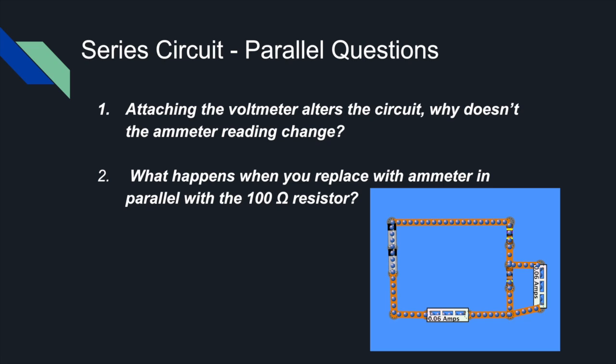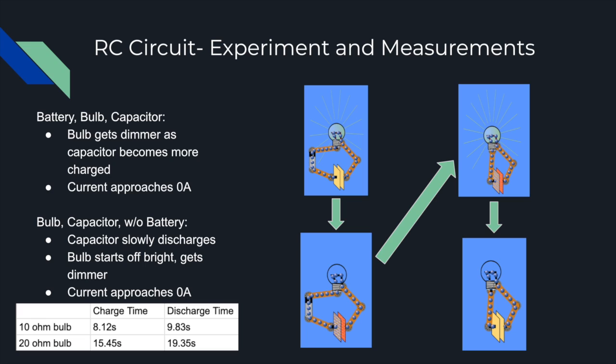Question 2. What happens when you place an ammeter in parallel with the 100 ohm resistor? The reading on the ammeter goes from 0.02 amps to 0.06 amps. This is because the current now ignores the path with the 100 ohm resistor, and all of the current now flows through the ammeter.